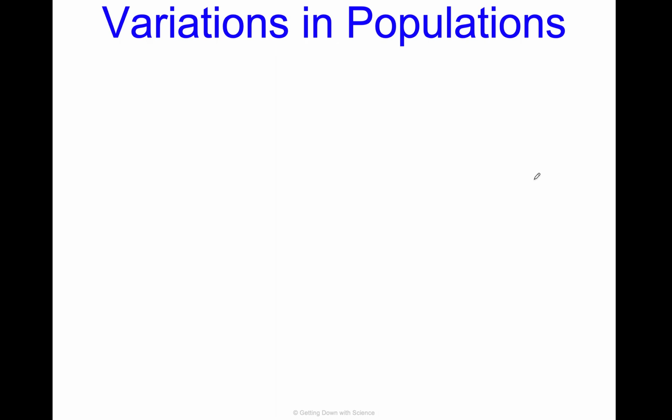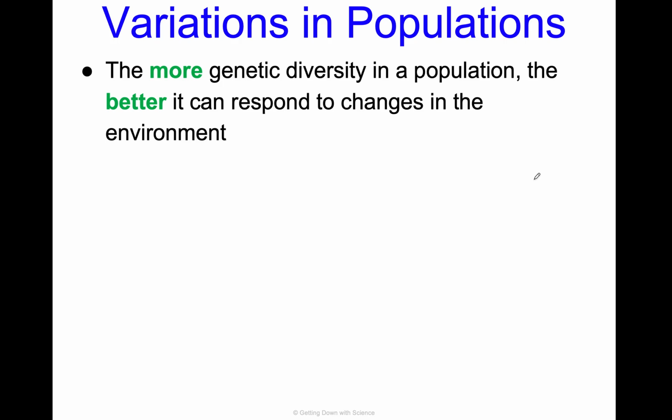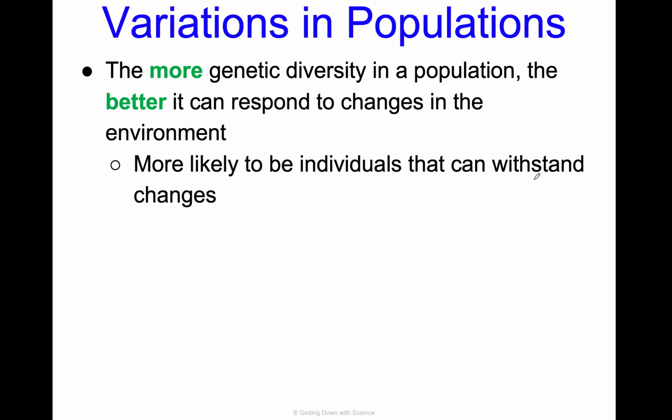Great. So, variations within populations. The more genetic diversity there is in a population, the better it can respond to environmental changes. Remember, we're talking about whole populations, not individuals. More likely to be individuals that can withstand changes, right? So if you have a whole population here and there's a wide range of variation and genetic diversity within that population, and some natural disaster were to come along, more of that population will survive just purely based on the fact that there's more variation in it.